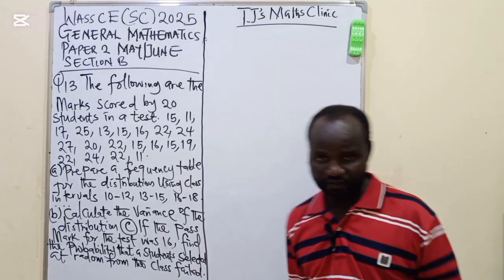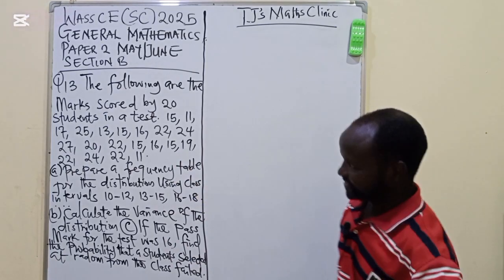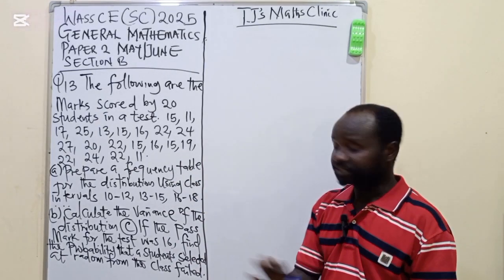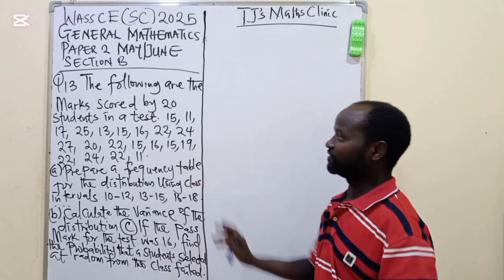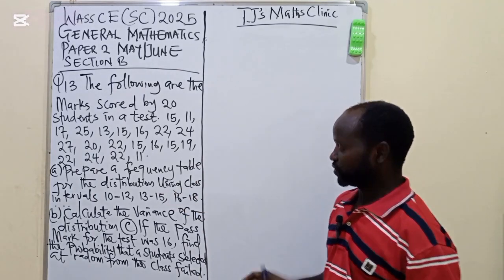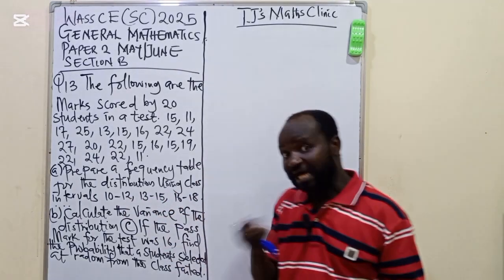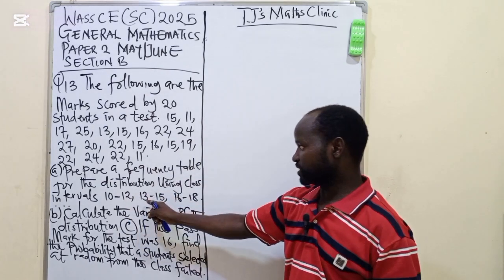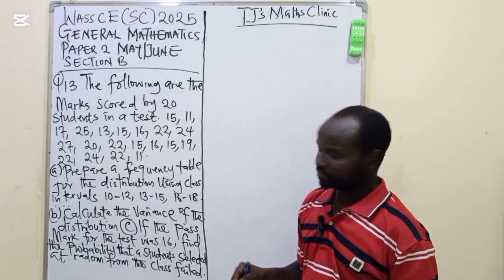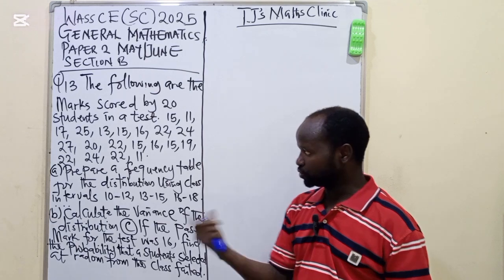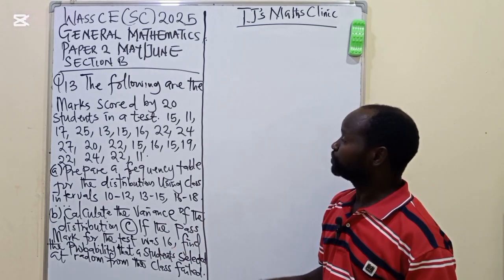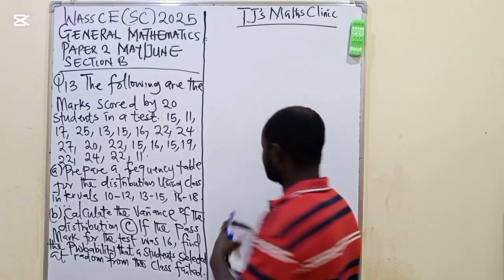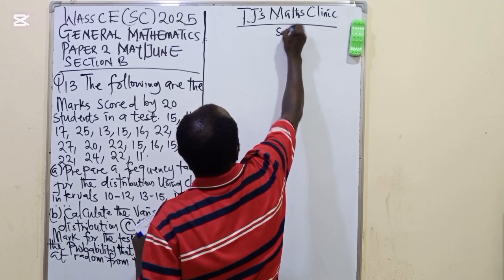Of course, this is from statistics and this is grouped data because the class interval was given to us. So we have to study this class interval and look at the class size. 10 to 12, it has increased by 2. 13 to 15, it has increased by 2. So the class size is 2. So the first thing for us to do is to prepare the frequency table. Let's write down the solution.